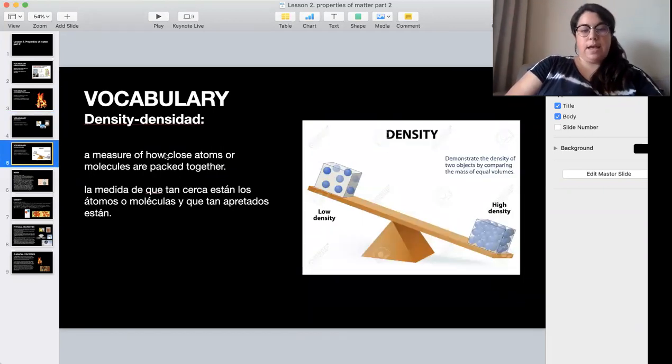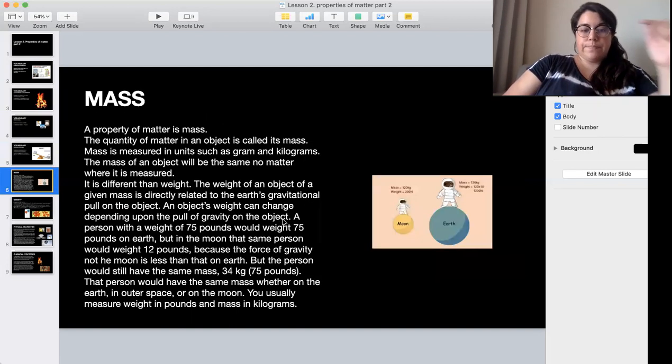Density, densidad, a measure of how close atoms or molecules are packed together. You see that here we have low density because they are not really tightly packed, and here you have something that is high density because it's really close together. Mass, a property of matter, is mass. The quantity of matter in an object is called its mass. Mass is measured in units, such as grams and kilograms.